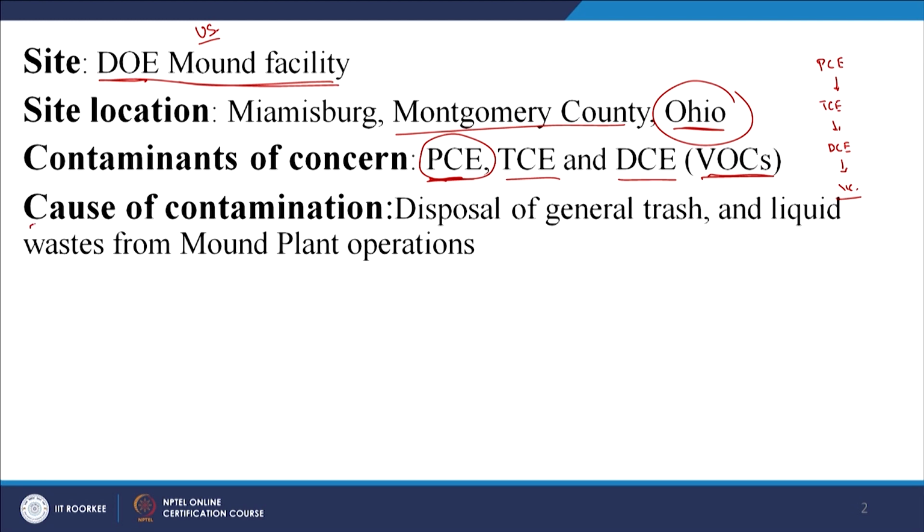So, what was the cause of contamination? During a major part of the time, it was general trash and liquid waste from the Mound plant operations. And what was this Mound plant used for? I believe Monsanto, which I think you know is now relatively famous for genetically modified or engineered crops and seeds.